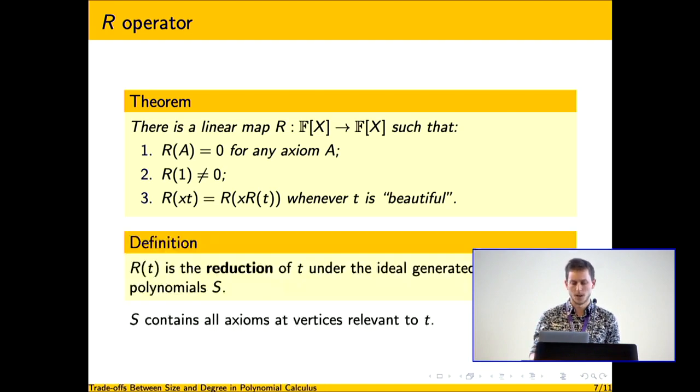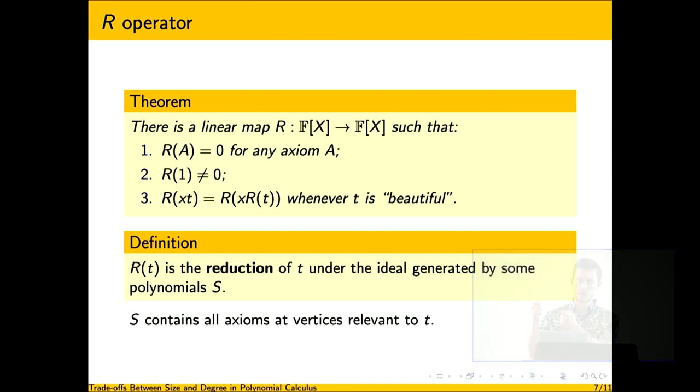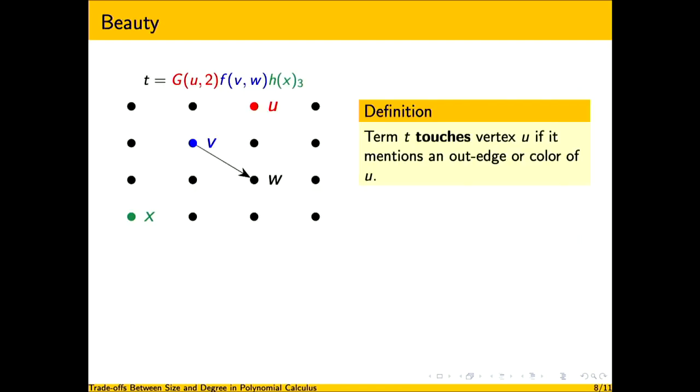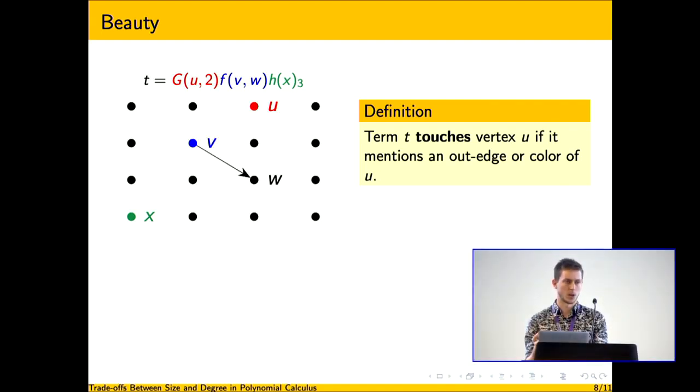Specifically, how do we define R? R is going to take the polynomial and reduce by some ideal, and the ideal contains all the axioms for certain relevant vertices for this term. I will tell you in a moment what the relevant vertices are. A vertex is obviously relevant to a term. Here we have a term. It looks complicated, but it's just 3 variables multiplied together: this G variable, this F, and this H. Each variable is either a color at a vertex or an arrow at a vertex, so each variable has an obvious relevant vertex. So we should quotient by those relevant axioms at those vertices.